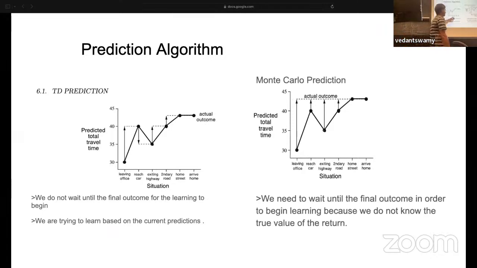So we can summarize TD versus MC in this graph. TD compares the value at the particular stage to the value at the next stage, as can be seen here. Whereas MC compares the value at the particular stage to the final total outcome. So this would help you understand the difference between TD and MC.